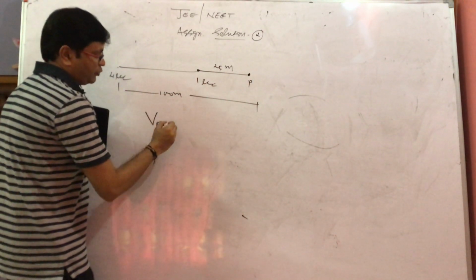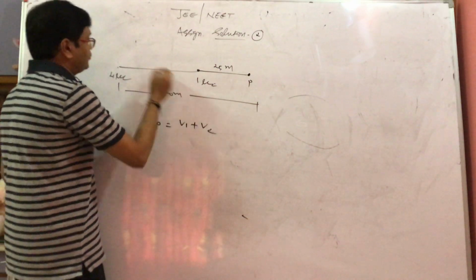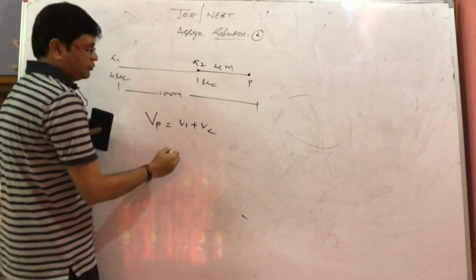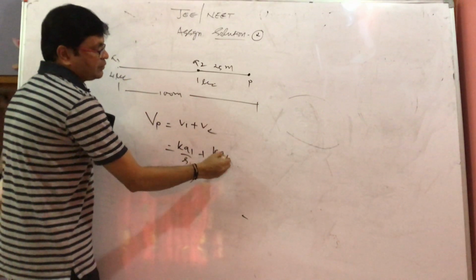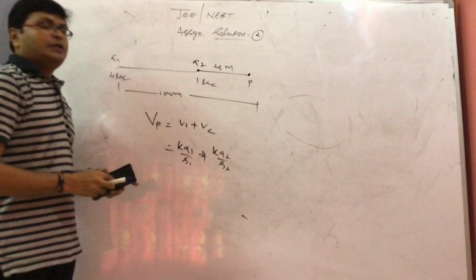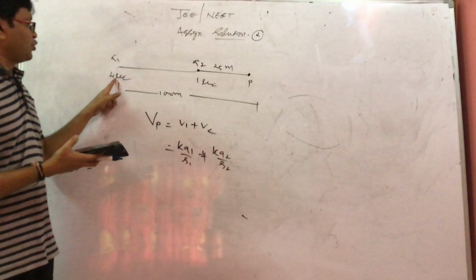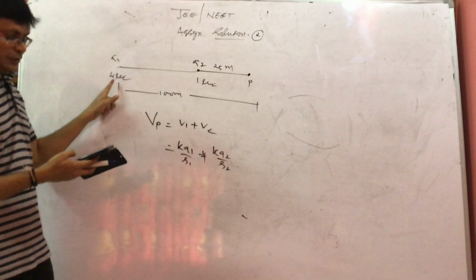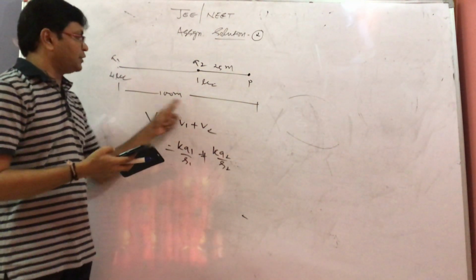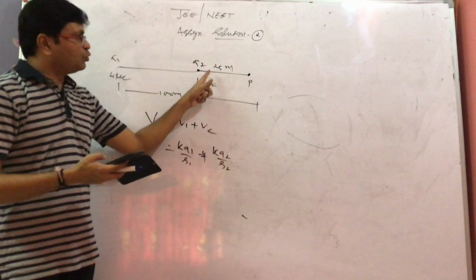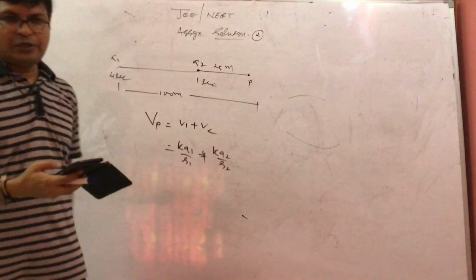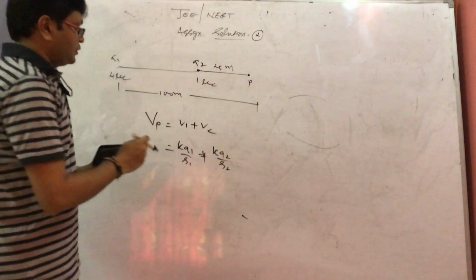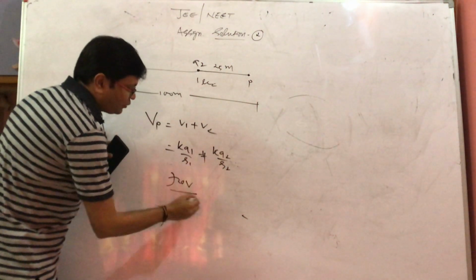So potential at point P is V1 plus V2. Call the charges Q1 and Q2. V1 is KQ1 upon R1, V2 is KQ2 upon R2. Now you know that Q1 is 4 microcoulomb. What is the distance? Already you can see, 100 meter. Similarly, Q2 is 1 microcoulomb. What is the distance? 25 meter. Set up the values and simplify. You will get the answer 720 volt.